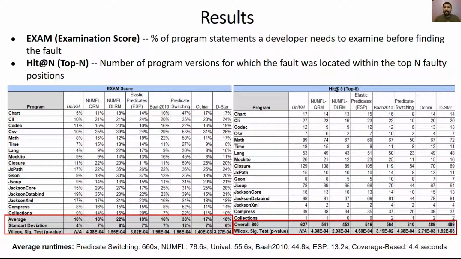This slide shows our raw results, averaged over all buggy versions of each subject program. We compared the techniques using 2 measures, examination score and hit at n for n equals 10 and n equals 5. We only showed the results for hit at 5. Overall, Unival had the best performance as shown by the row labeled average in the left table and the row labeled overall in the right table. The results were significant at the 0.05 level. From start to finish, Unival takes about 56 seconds compared to 660 seconds for predicate switching.